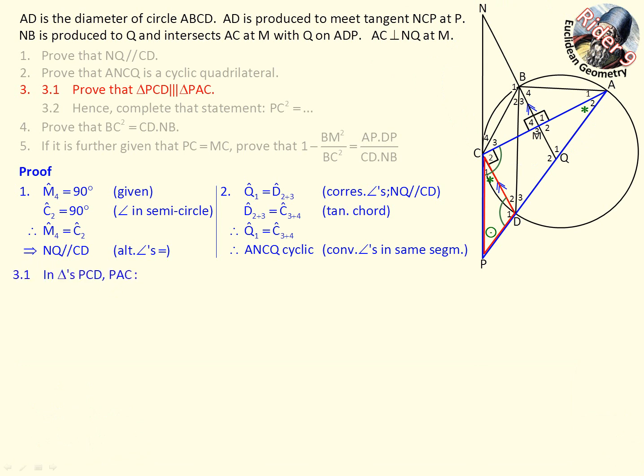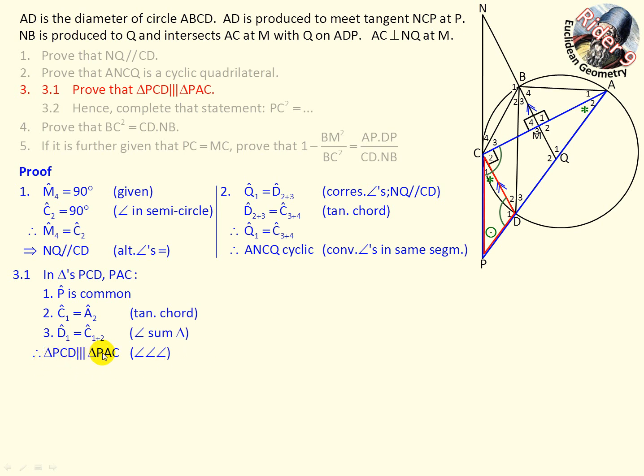So let's prove these triangles similar. 1. P is common. 2. C1 equals A2, tan chord, and D1 equals C1 and 2, angle sum triangle. So we can state the similarity. I remind you again, in the correct order.